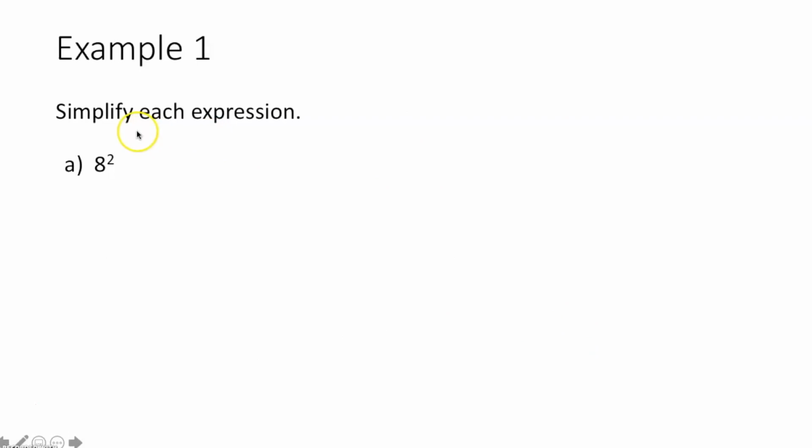Example time. So example 1 says simplify each expression. So here we have 8 to the second power. That means we're going to multiply 8 times itself twice. So 8 times 8, that's going to give you 64.